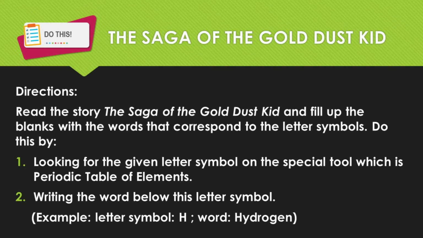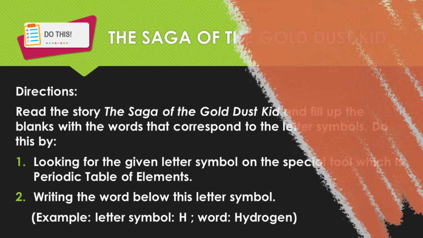Directions. Read the story, the saga of the gold dust kid, and fill up the blanks with the words that correspond to the letter symbols. Do this by first, looking for the given letter symbol on the special tool which is the periodic table of elements. Second, writing the word below the letter symbol. Example, letter symbol H, the word is hydrogen.